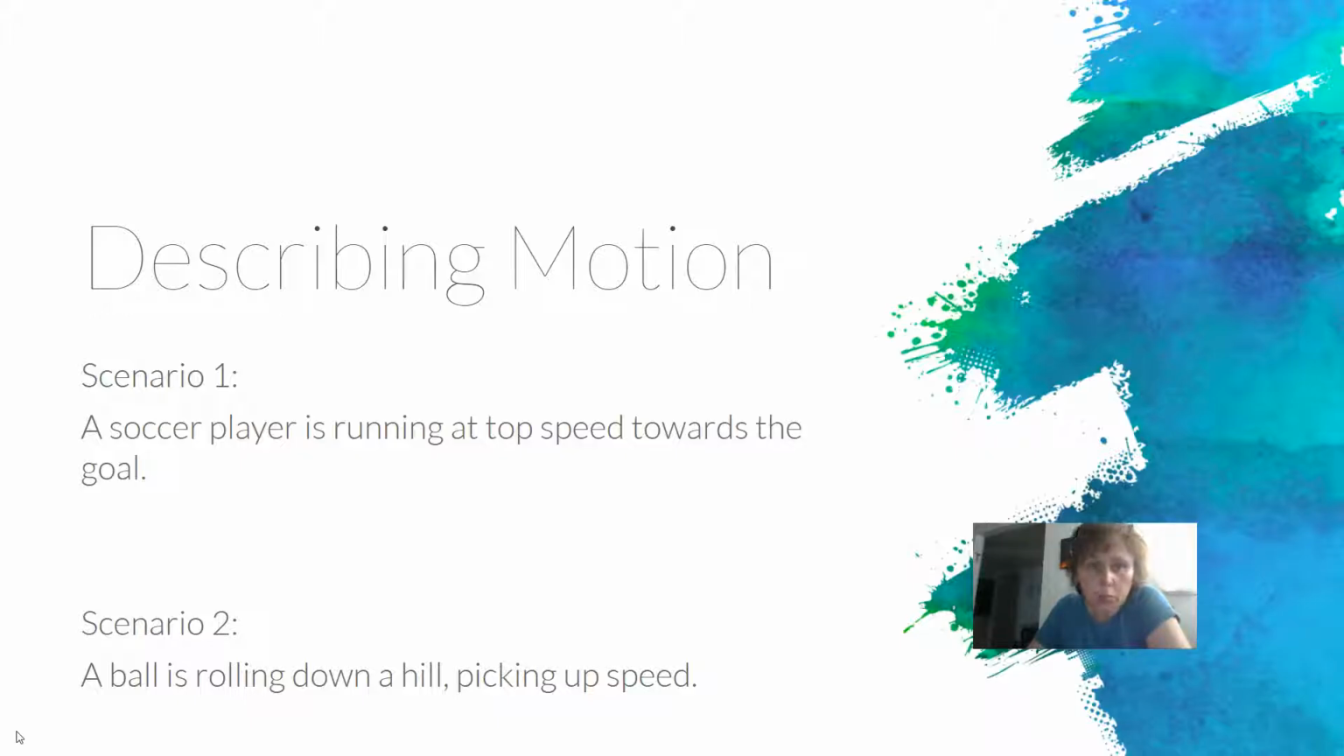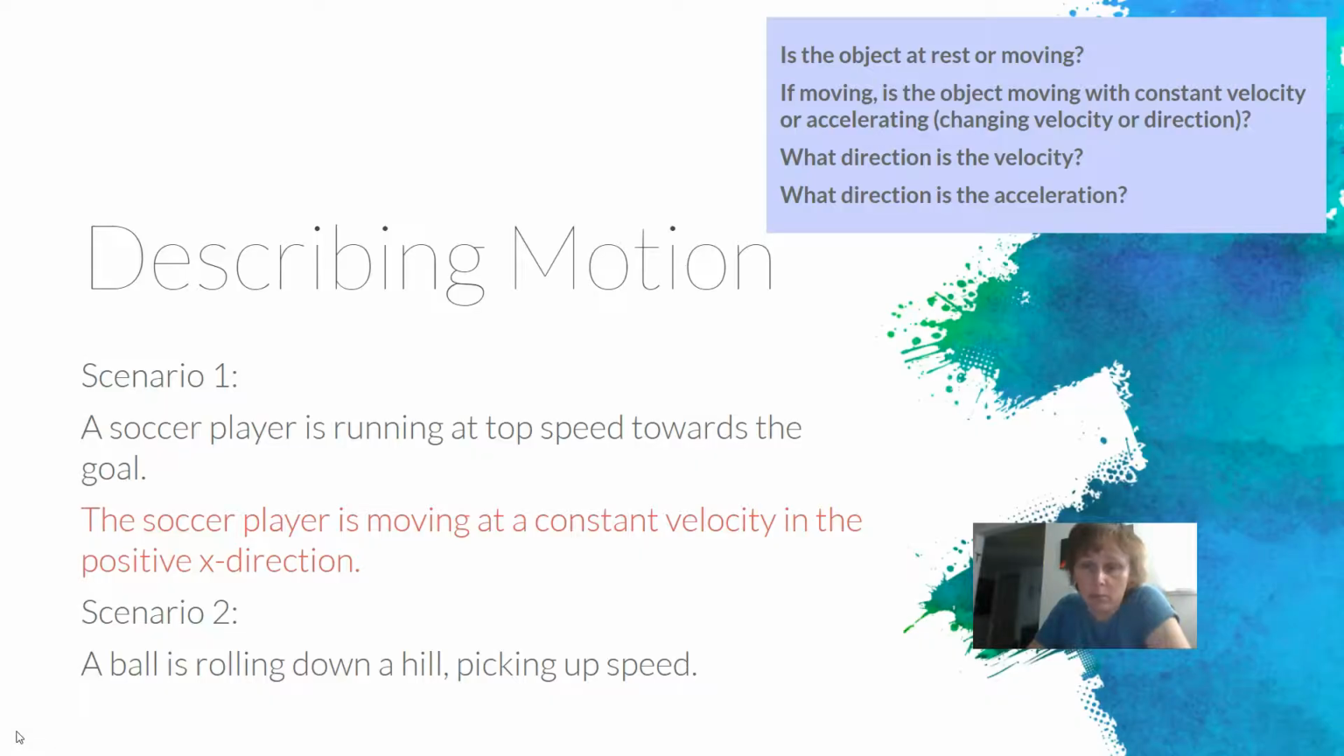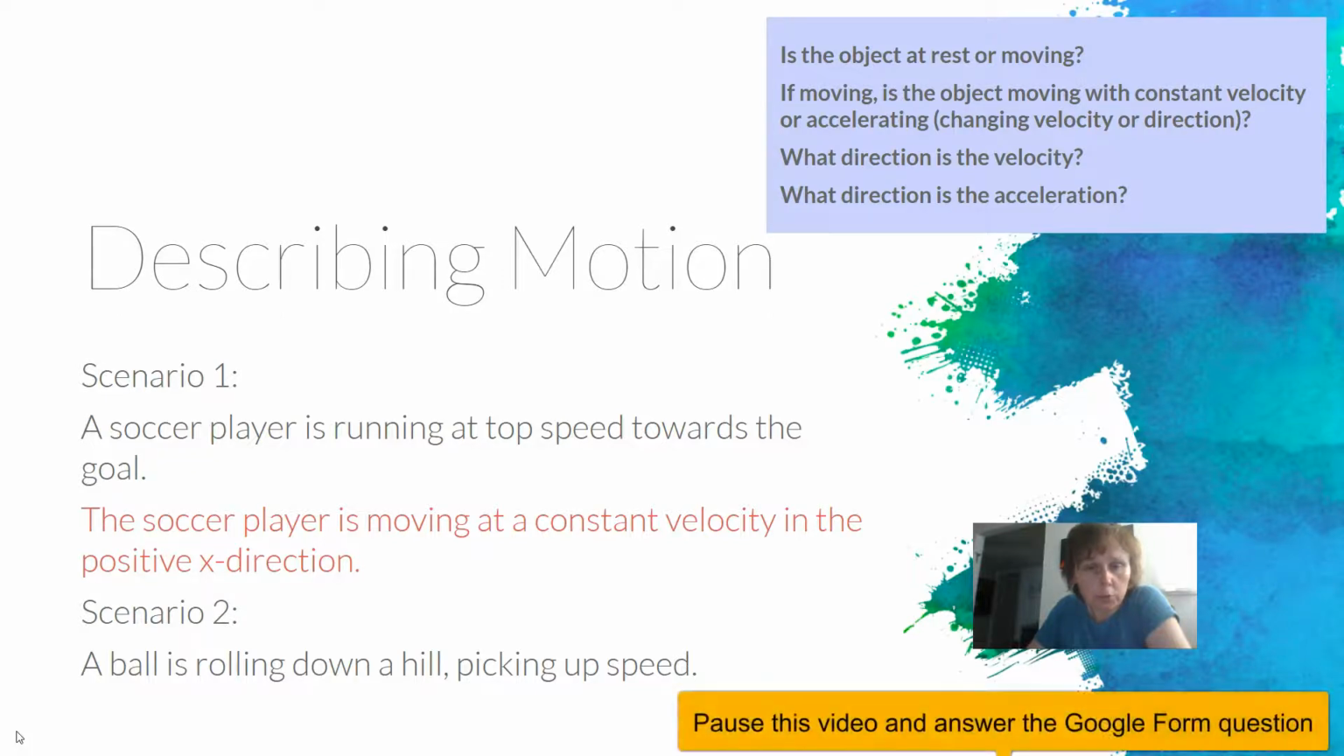Let's look at scenario 1. A soccer player is running at top speed towards the goal. Is the object at rest? No, it's obviously moving. So what kind of motion is that? Since it's saying top speed, we can assume it's moving with constant velocity. So these are the questions on the top right for you to consider, and this is the example of the answer. The soccer player is moving at a constant velocity in the positive x direction. Please pause this video and describe the motion for scenario 2 on the Google form.